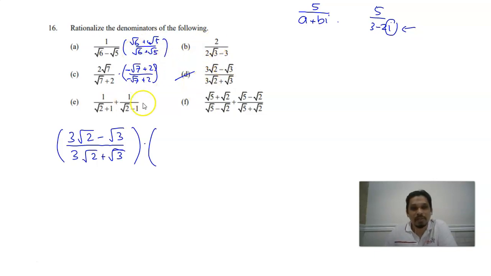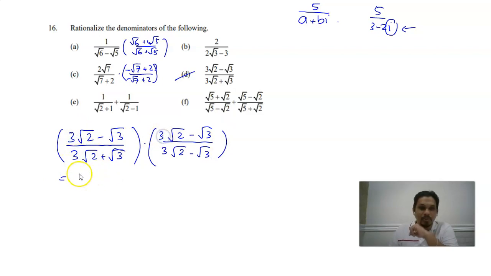Okay, so you may try with the rest of the question, but for this one here, let's get back to the question. We come up with 3 square root of 2 minus square root of 3 in the denominator, so we use the conjugate of this denominator: 3 square root of 2 plus square root of 3 divided by 3 square root of 2 minus square root of 3.